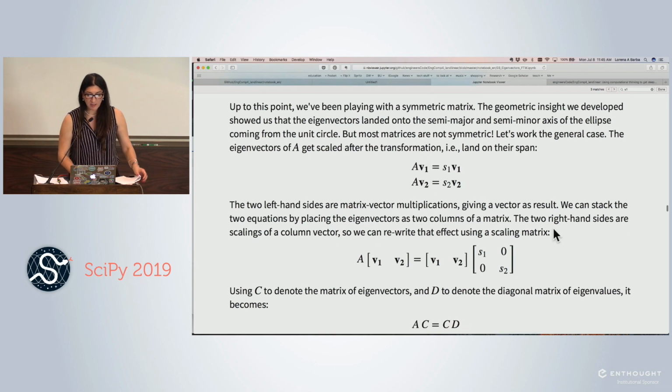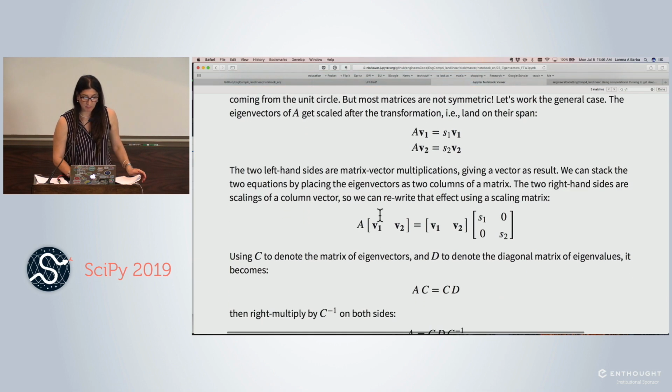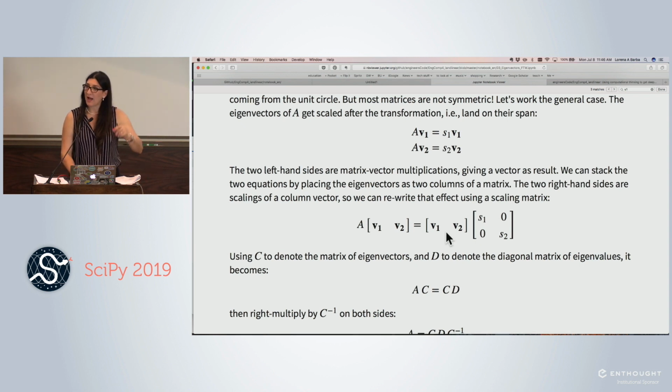But in the general case, we know that the effect of the matrix A on the eigenvectors is just to scale them. They land on their span. So we can write this type of relationship AV1 equals a scalar times V1 for the eigenvectors. And if we were to stack the equations for the two eigenvectors where we put the eigenvectors as columns, then we would be able to write the two equations together as a matrix equation as shown in this line here. You will need to take your time after this tutorial to revisit this and think about it.